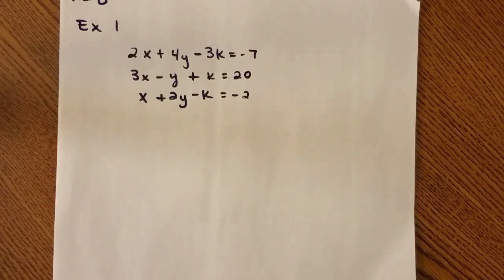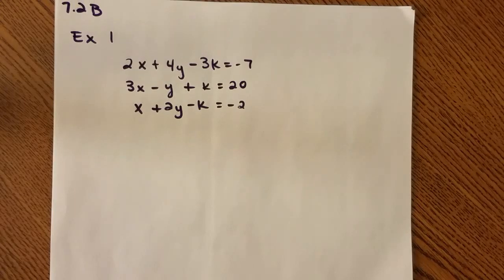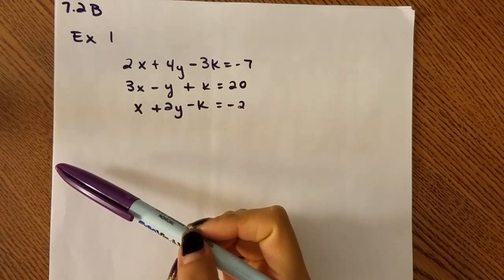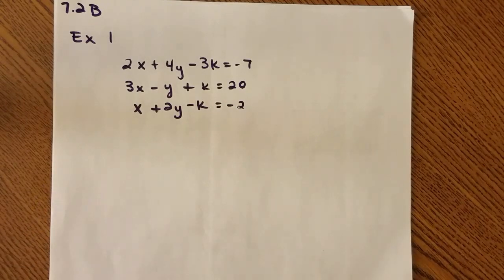All right, so our first example we have here, okay? What we're going to do is take equations 2 at a time. It doesn't matter which 2 that you take, but you always want to try to do the least amount of work as possible.